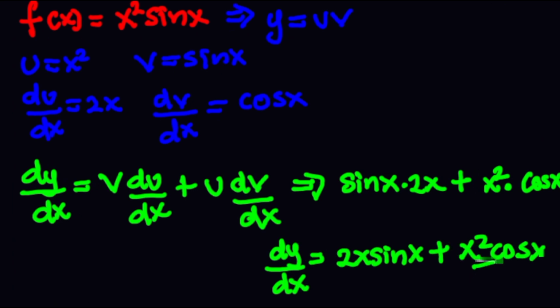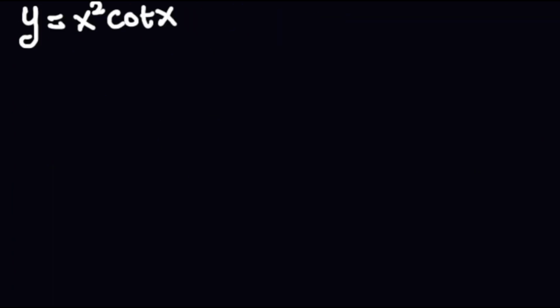Now let's go ahead and solve another question. If you look at this question, we are given y equals x squared cot x. We are asked to find the derivative of y. So from here, I'm going to take my u to be equal to x squared, and I'm going to take my v to be equal to cot x.